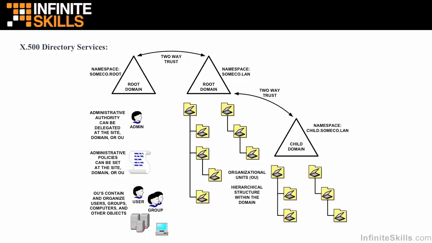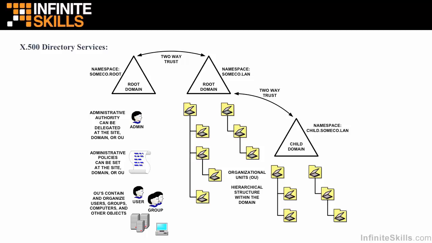But at the same time, the policy can be applied to hundreds, thousands, even millions of objects with simply linking it at one location. Now, we also see a third domain off to the right, a child domain. This implies a contiguous namespace. So if the top-level domain in this example is called sumco.lan, the child domain would have a contiguous namespace, a subset of sumco.lan, and in this example, we call it child.sumco.lan.